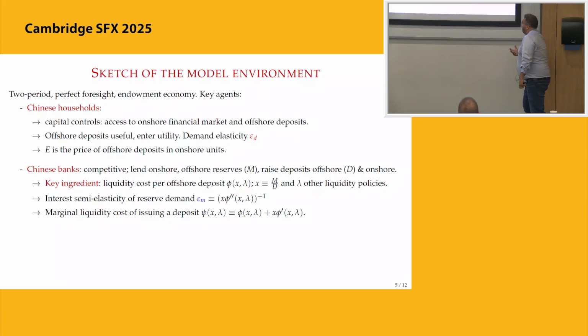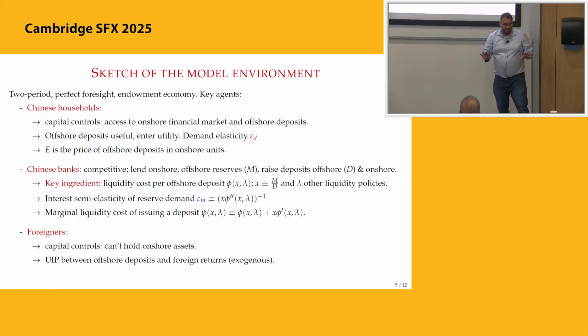Because they get a benefit from holding reserves, there's also an elasticity of reserve demand, which is epsilon M, and there's also a marginal cost of issuing a deposit, which I'm calling psi of X.